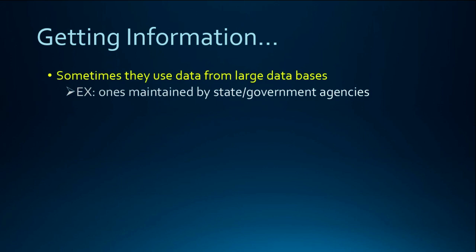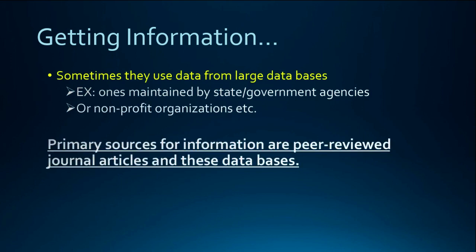Now, sometimes we use these larger databases that I've already mentioned, and these might be ones that are maintained by state or government agencies. There's so much data available, and it's really good, rich data, and it's maintained by either state governments or federal government agencies. And of course, there's also great data that comes from nonprofit organizations. But bottom line is that for our disciplines, primary sources for information are going to be peer-reviewed journals. That's really one of the key places we go for information, peer-reviewed journal articles, and databases like what we're describing. So I'm going to talk a little bit more in depth about these big data sets and peer-reviewed journals.